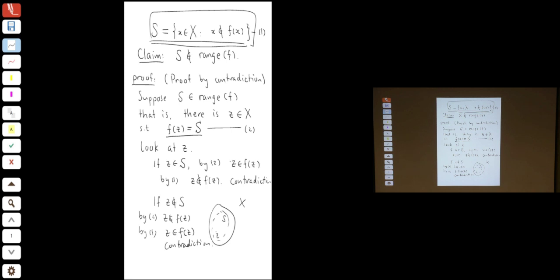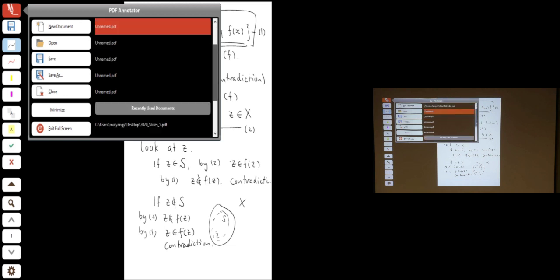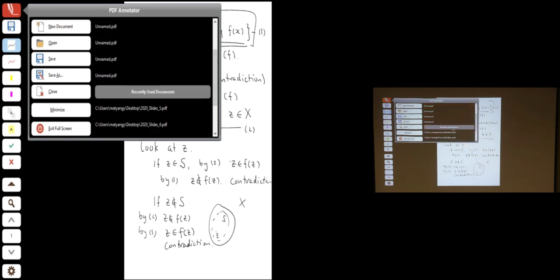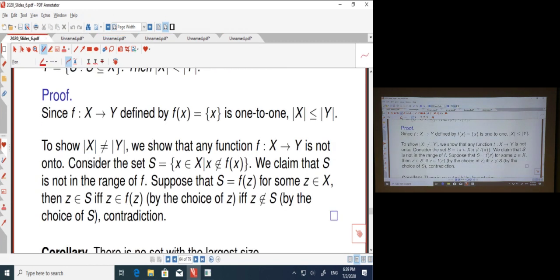Okay, so can we go back to the slides? Maybe I just close this. I want to go back to the slides. Okay, so let's look at this.